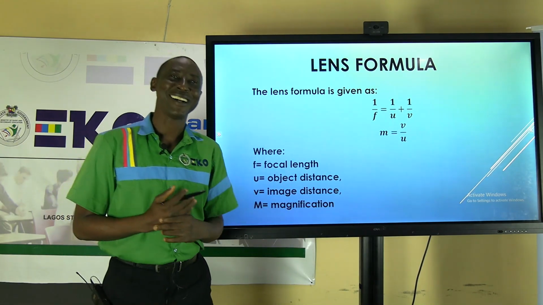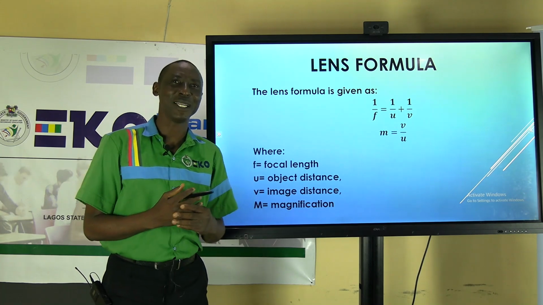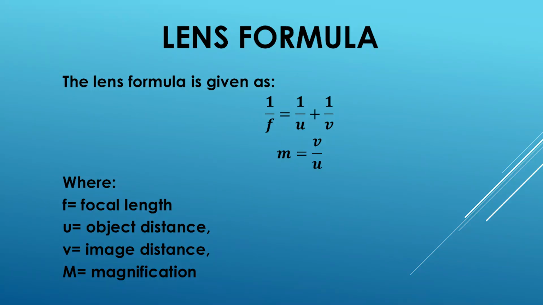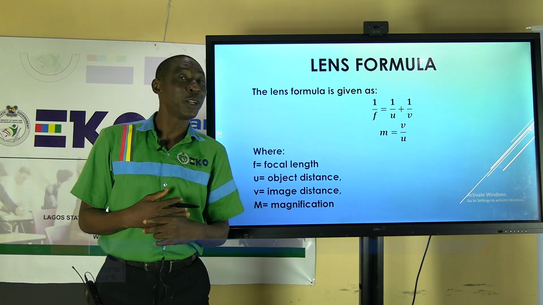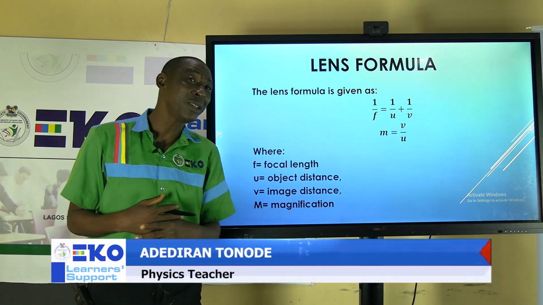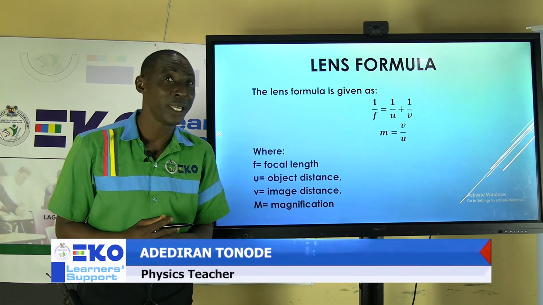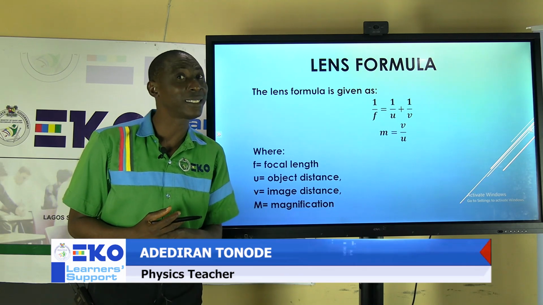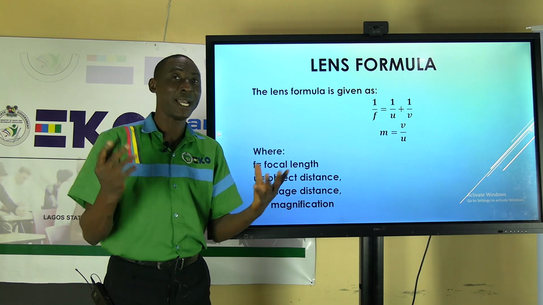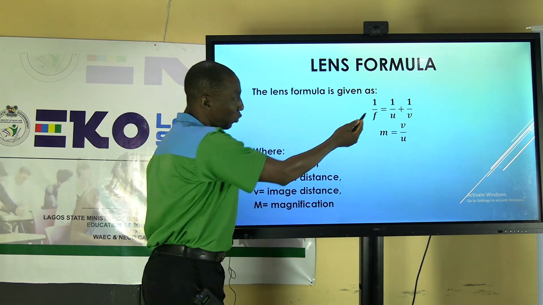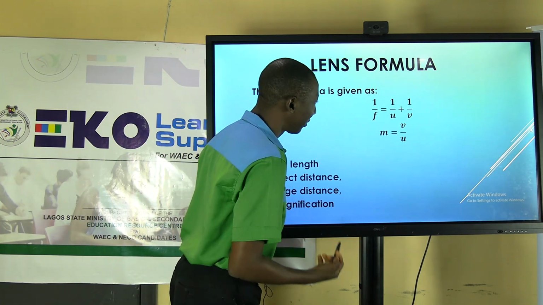Lens formula. The lens formula is given as 1 over f equals 1 over u plus 1 over v. The importance of this formula cannot be overemphasized because without it, you will not be able to solve any mathematical problem as regards physics questions in lenses. So like I said, 1 over f equals 1 over u plus 1 over v.